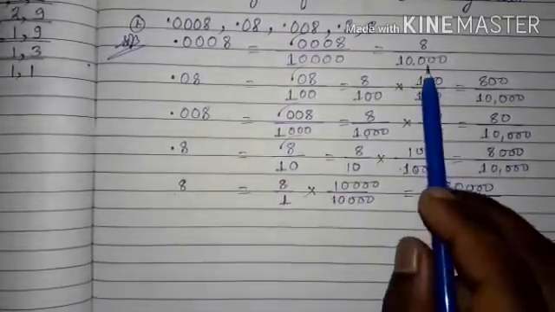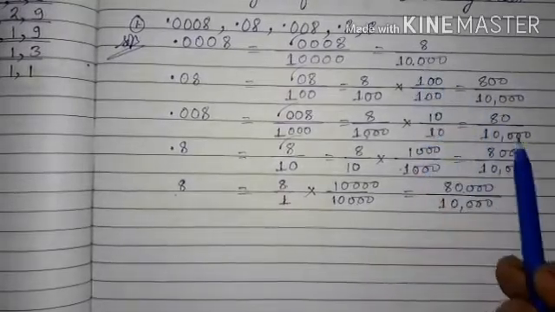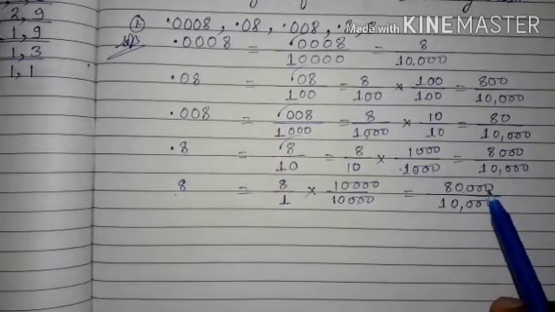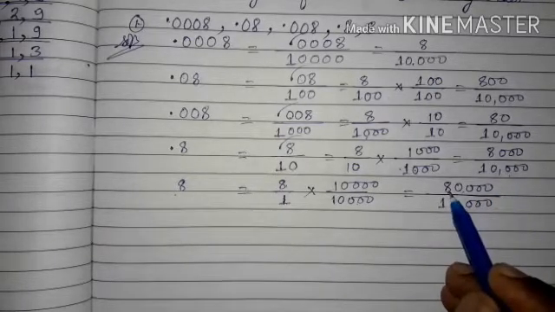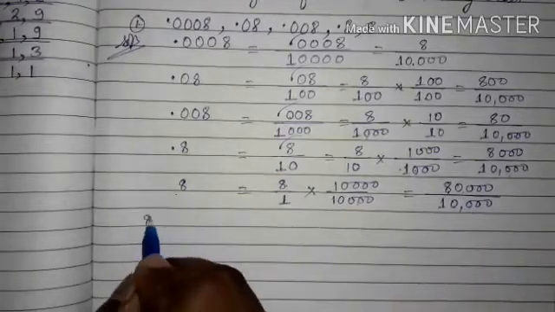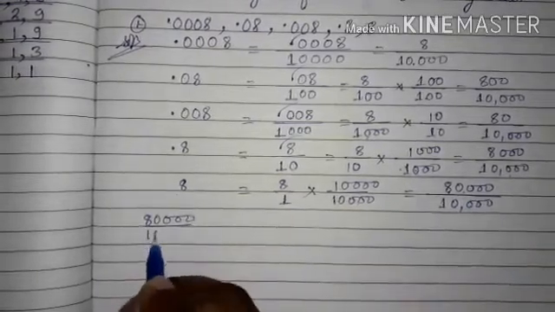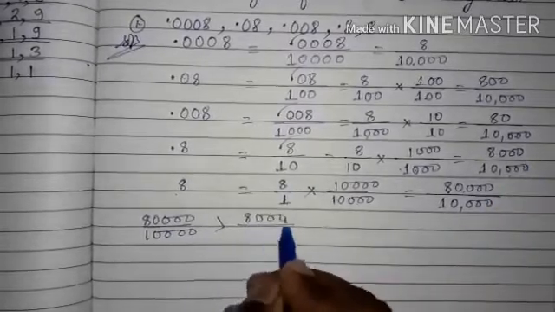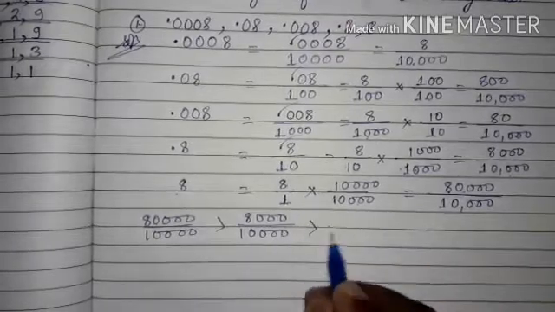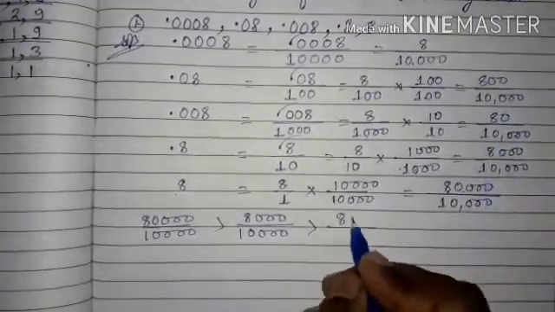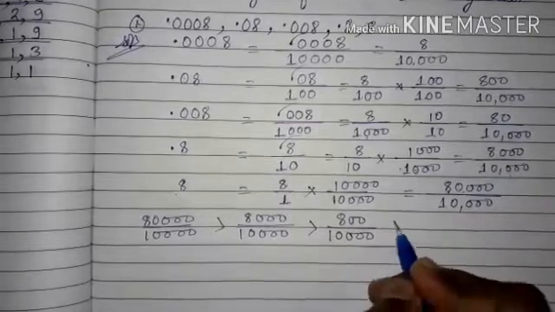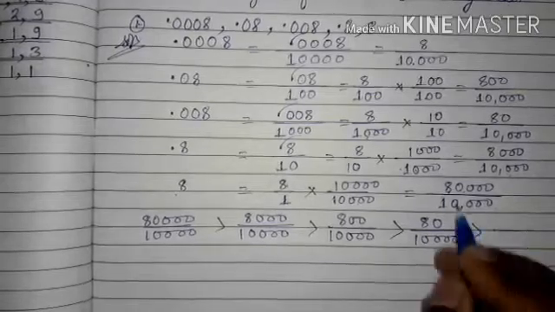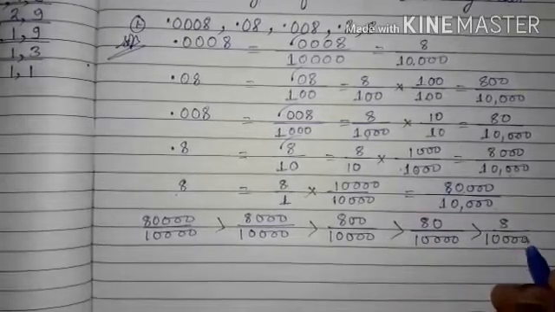Now see, here all the denominators are equal: 10,000, 10,000, 10,000, 10,000, 10,000. So we have to see the numerators, which is the biggest numerator. The biggest numerator is 80,000 upon 10,000. After that 8,000 upon 10,000. After that 800 upon 10,000. After that 80 upon 10,000. After that 8 upon 10,000.